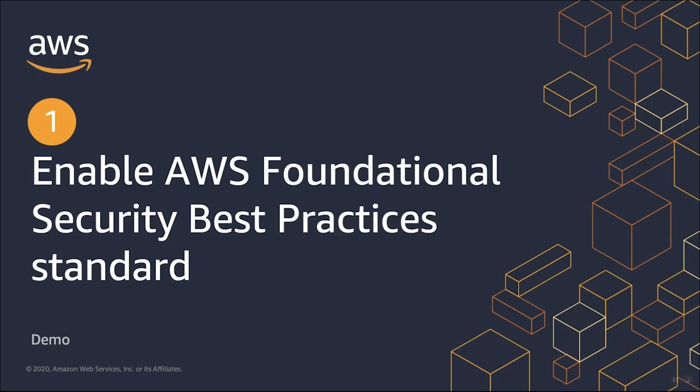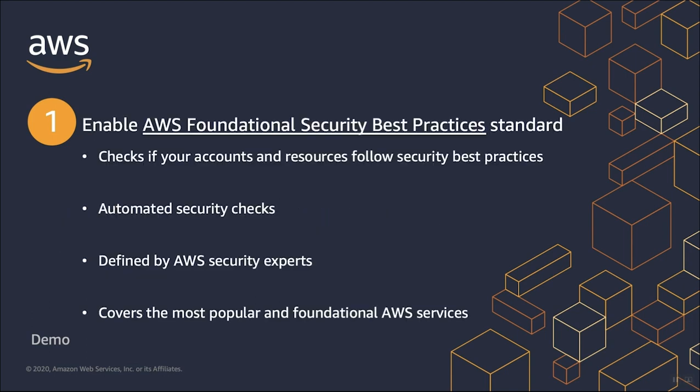Let's get started with enabling AWS Foundational Security Best Practices Standard. Security Hub recommends that you enable the Foundational Security Best Practices Standard in all accounts and regions. This standard checks whether your accounts and resources follow security best practices. It does so by running automated security checks.